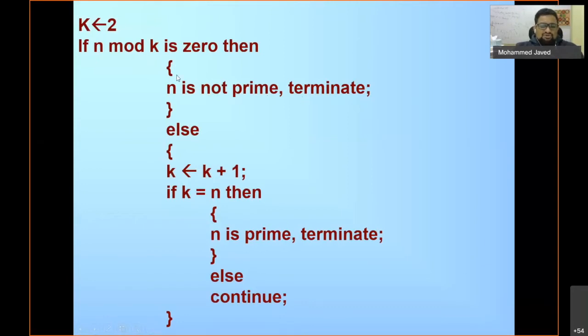If this is not true, that is the else condition, you simply increment k equal to k plus 1, and then check if k is equal to n. If so, then n is prime, and you terminate. Else, if this condition fails, you continue incrementing the k value. So that is the algorithm here.